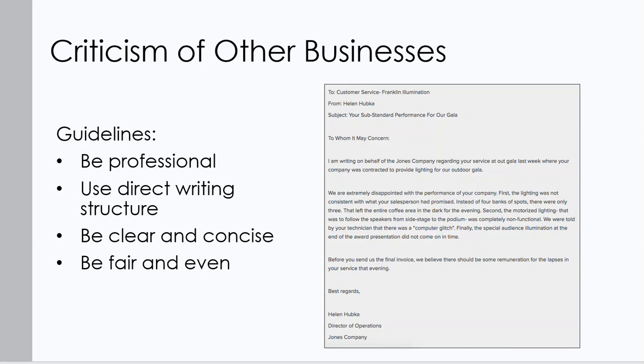So it would be better to say, I work at the Jonas Company and I wanted to discuss your service at our gala. We are extremely disappointed with the performance of your company. First, the lighting was not consistent with what your salesperson had promised. Instead of 4 banks of spots, there were only 3, blah, blah, blah. Before you send the final invoice, we believe there should be some remuneration for lapses in your service that evening.